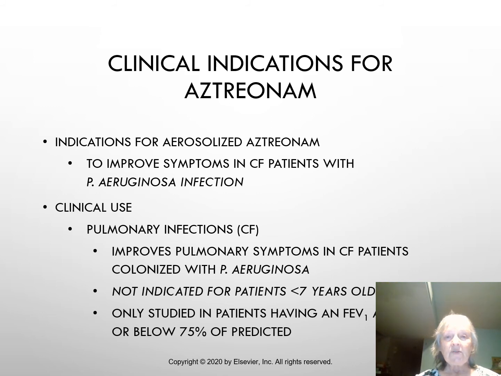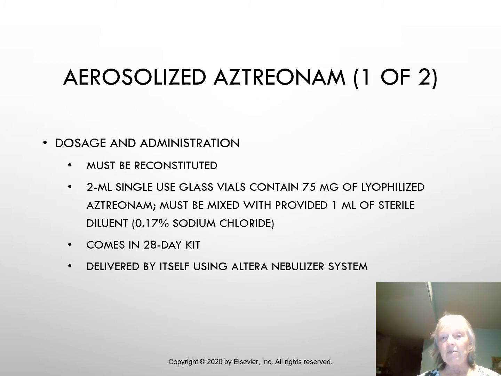Clinical indications for aztreonam. Okay, these are to improve symptoms in patients with CF who have Pseudomonas again, okay? Improves the symptoms in it. It's not indicated for patients less than 7 years old, and only studied in patients having an FEV above 25% or below 75% predicted. Has to be reconstituted.